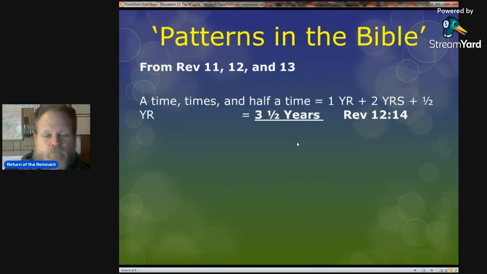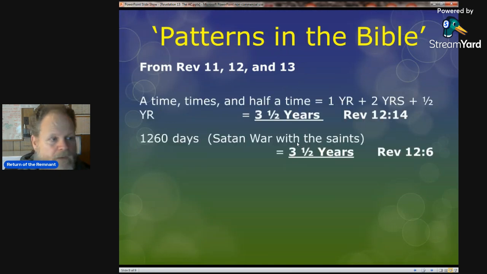Again, we talked about these patterns in the Bible. We read about today in Daniel 7, the time, times, and half a time being 3.5 years. And this is all based on 30-day months, if this is 100% accurate. We know that Satan's war with the saints is 1,260 days.